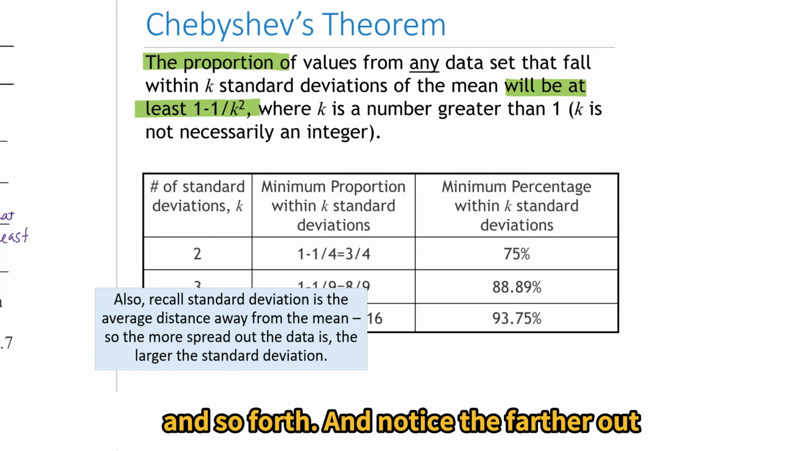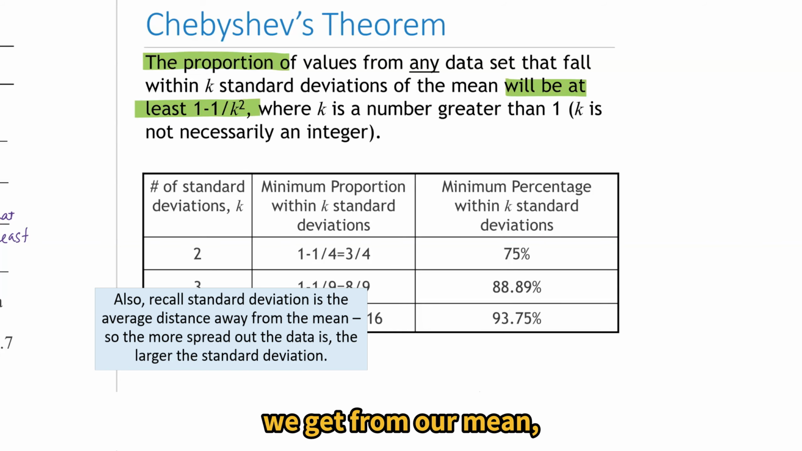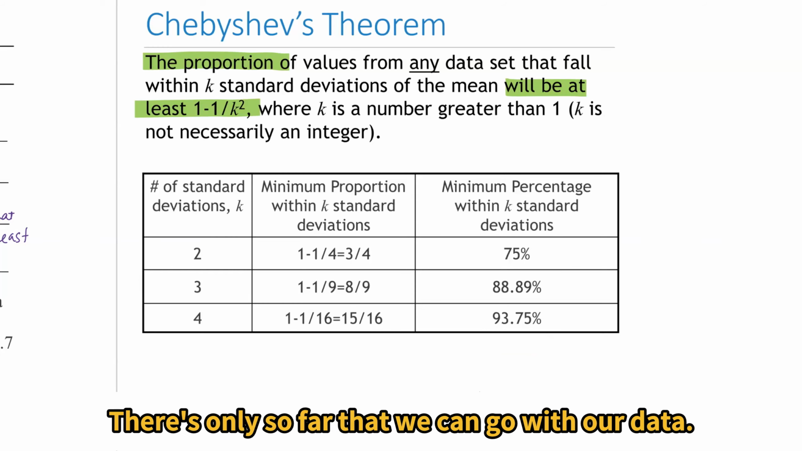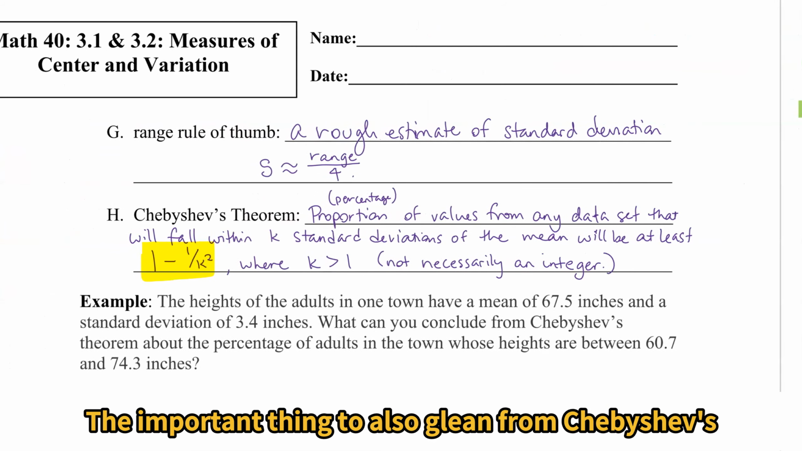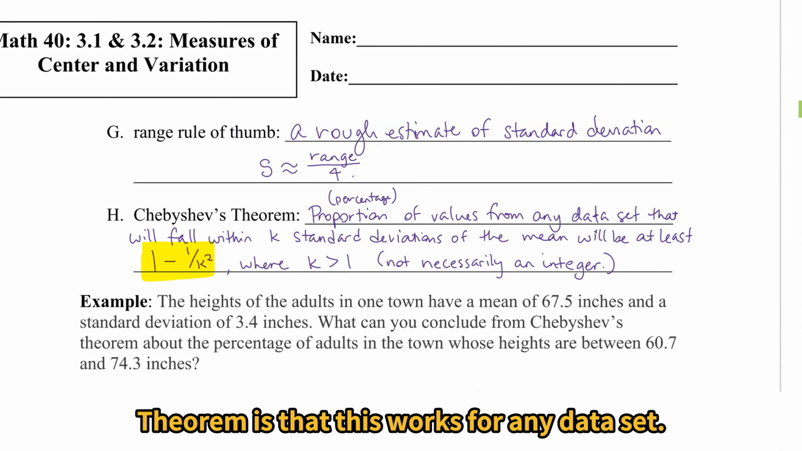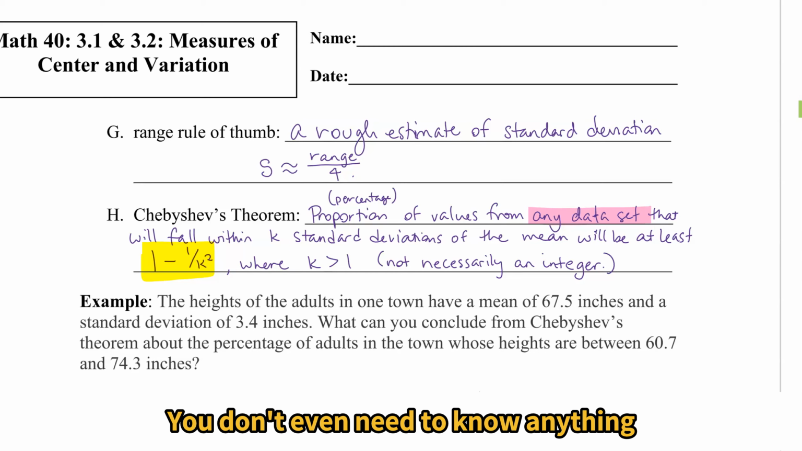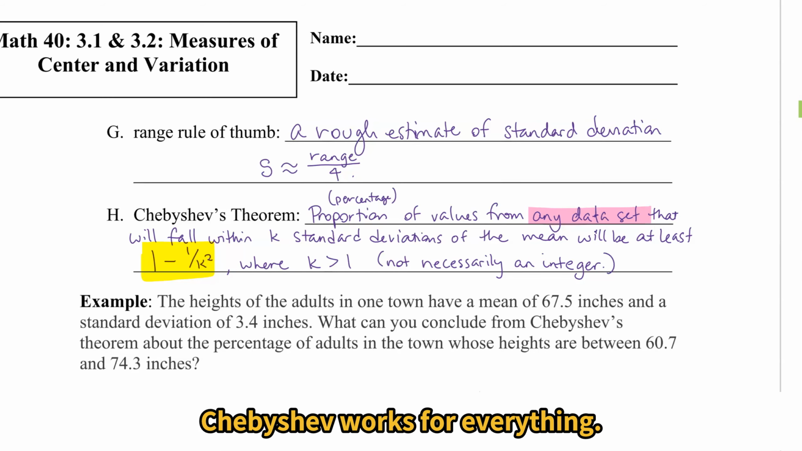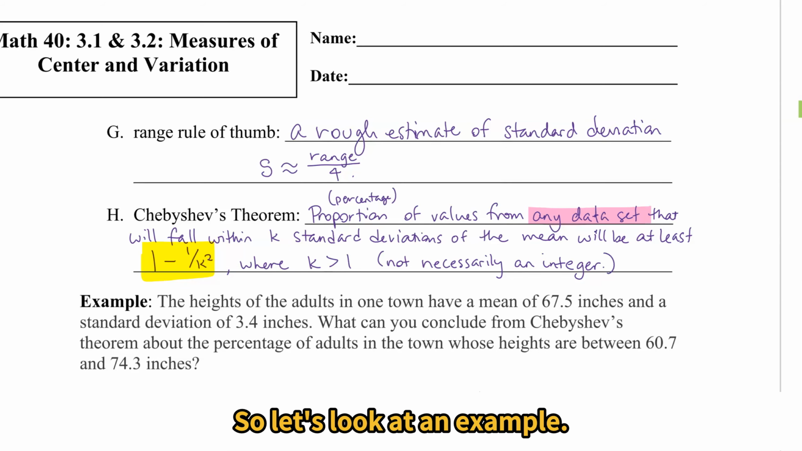And notice the farther out we get from our mean, the higher that percentage goes, which makes sense. There's only so far that we can go with our data. The important thing to also glean from Chebychev's theorem is that this works for any data set. You don't even need to know anything about the shape, the nature of the data. Chebychev works for everything. So let's look at an example.